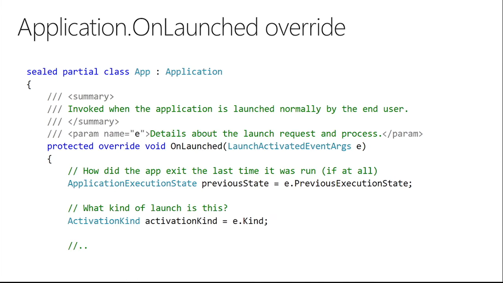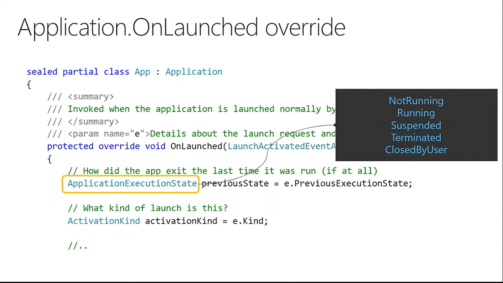This is the key kind of logic. This is your bootstrap logic for your app. And you get some interesting information. First of all, you get in the arguments, the LaunchActivatedEventArgs, this parameter called PreviousExecutionState. So this is interesting.